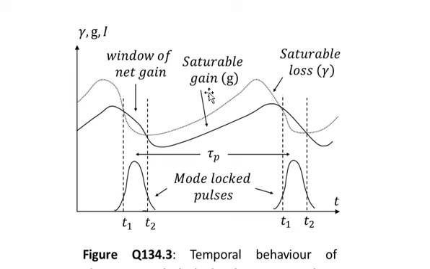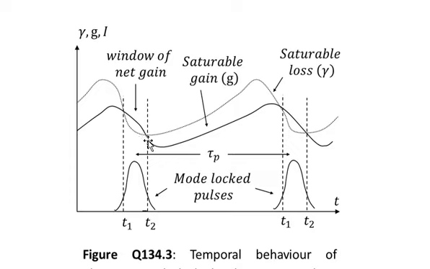And now look at the saturable gain, G, through a solid line. This solid line represents the saturable gain, G. Now, the window of net gain. Look at the window between T1 and T2.